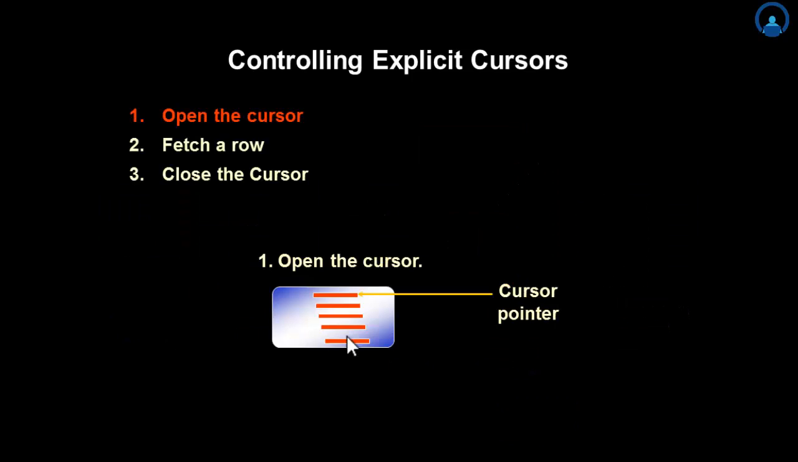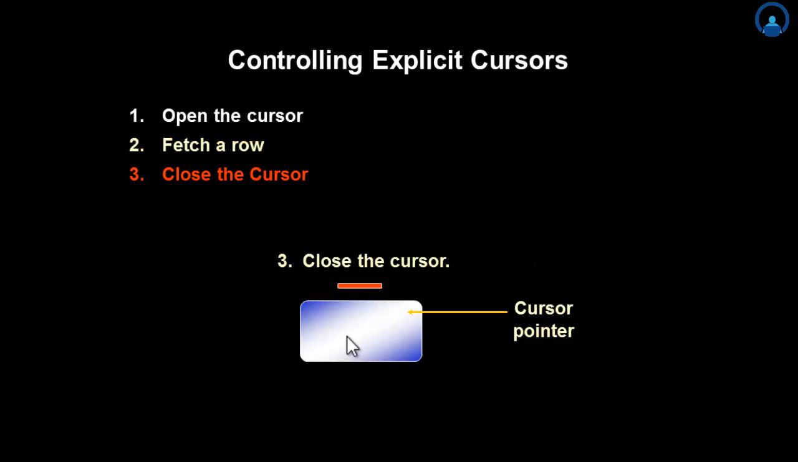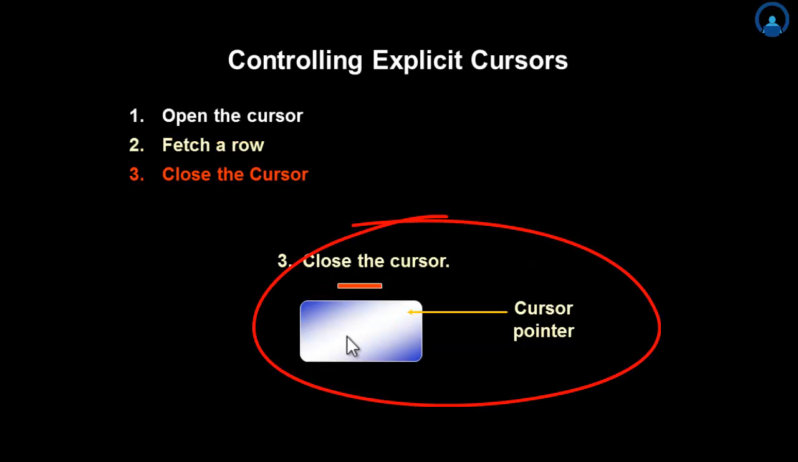You use the open, fetch, and close statements to control a cursor. Open statement executes the query associated with the cursor, identifies the result, and positions the cursor before the first row. Fetch a row. The fetch statement retrieves the current row and advances the cursor to the next row until either there are no more rows or until the specified condition is met. Close the cursor when the last row has been processed. The close statement disables the cursor.